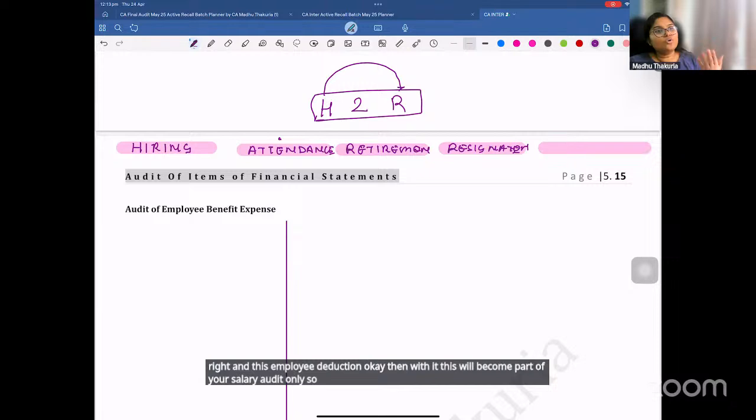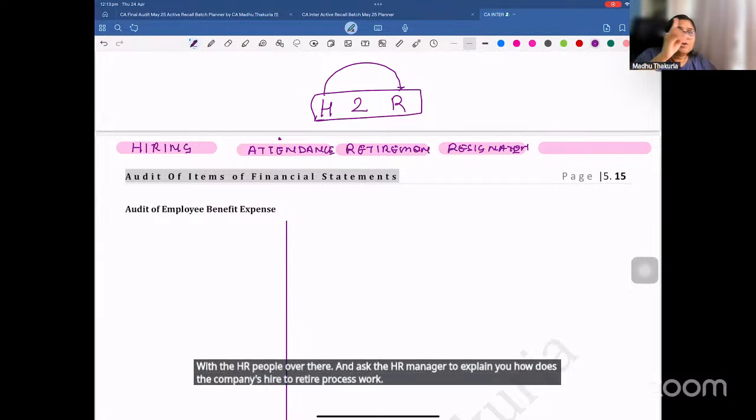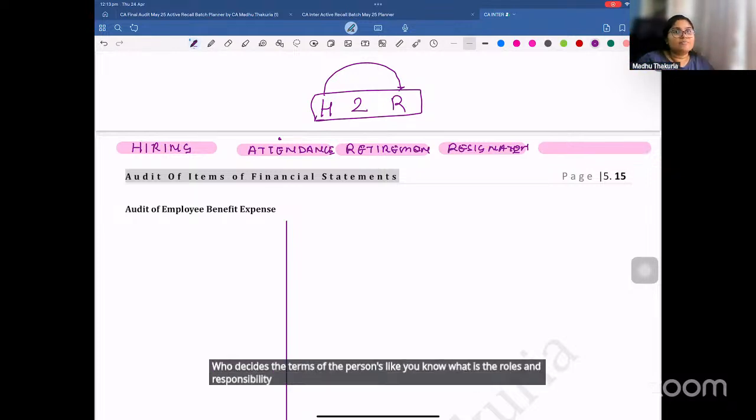So whenever you go to the client place, first you sit with the HR people over there and ask the HR manager to explain how the company's hire to retire process works. During this entire process, how many people get involved for approvals? Who decides the terms, the roles and responsibilities of the person? Who approves their terms? For how long is the person hired? Is it a contractual basis person or a full-time employee?